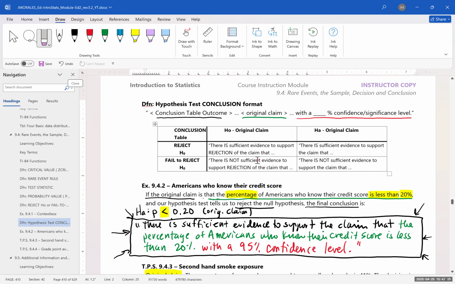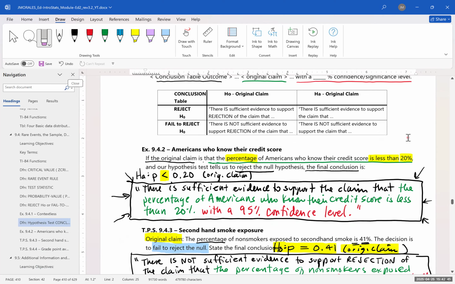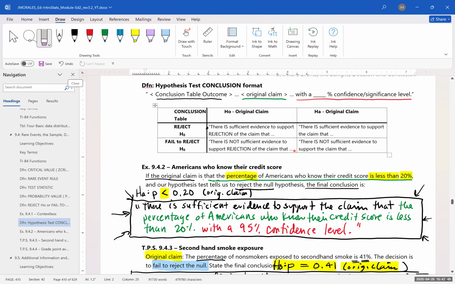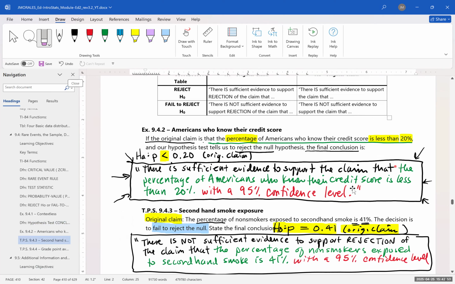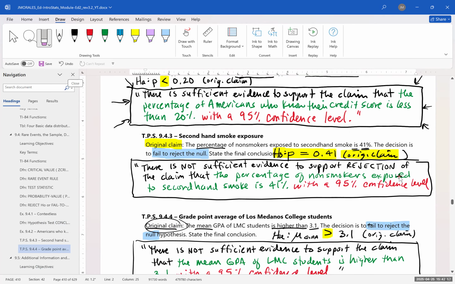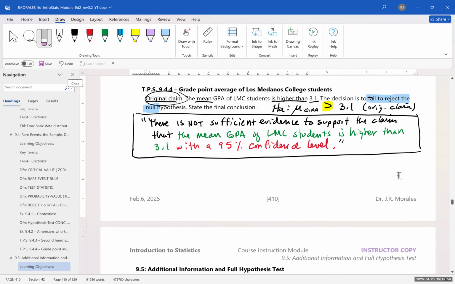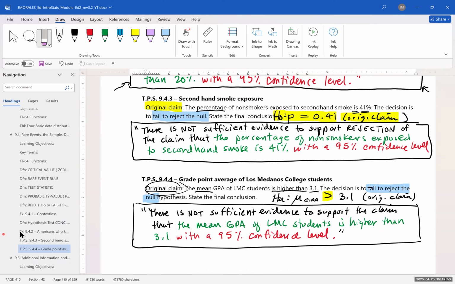So to help you memorize it, you could remember, there is sufficient evidence is across the top. And then across down this left-hand side has the word rejection, about rejecting the claim. So that might be a way that you can memorize it in the future. But for now, this will pretty much always be provided for you so that you can write this conclusion yourself. Okay, let me know if you have any questions.